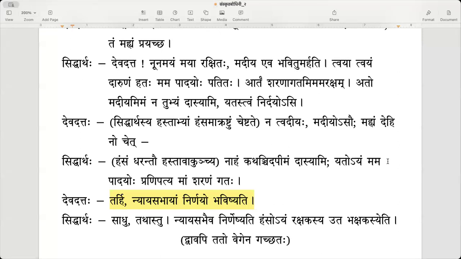Natvadiyaha madiyo as madiyaha asau. It is not yours, it is mine. Mahyam dehi no chet, give it to me. If not, we pause pandra. Hamsam dhantau hastau akunchya. So akunchya meaning folding back. Folding back.